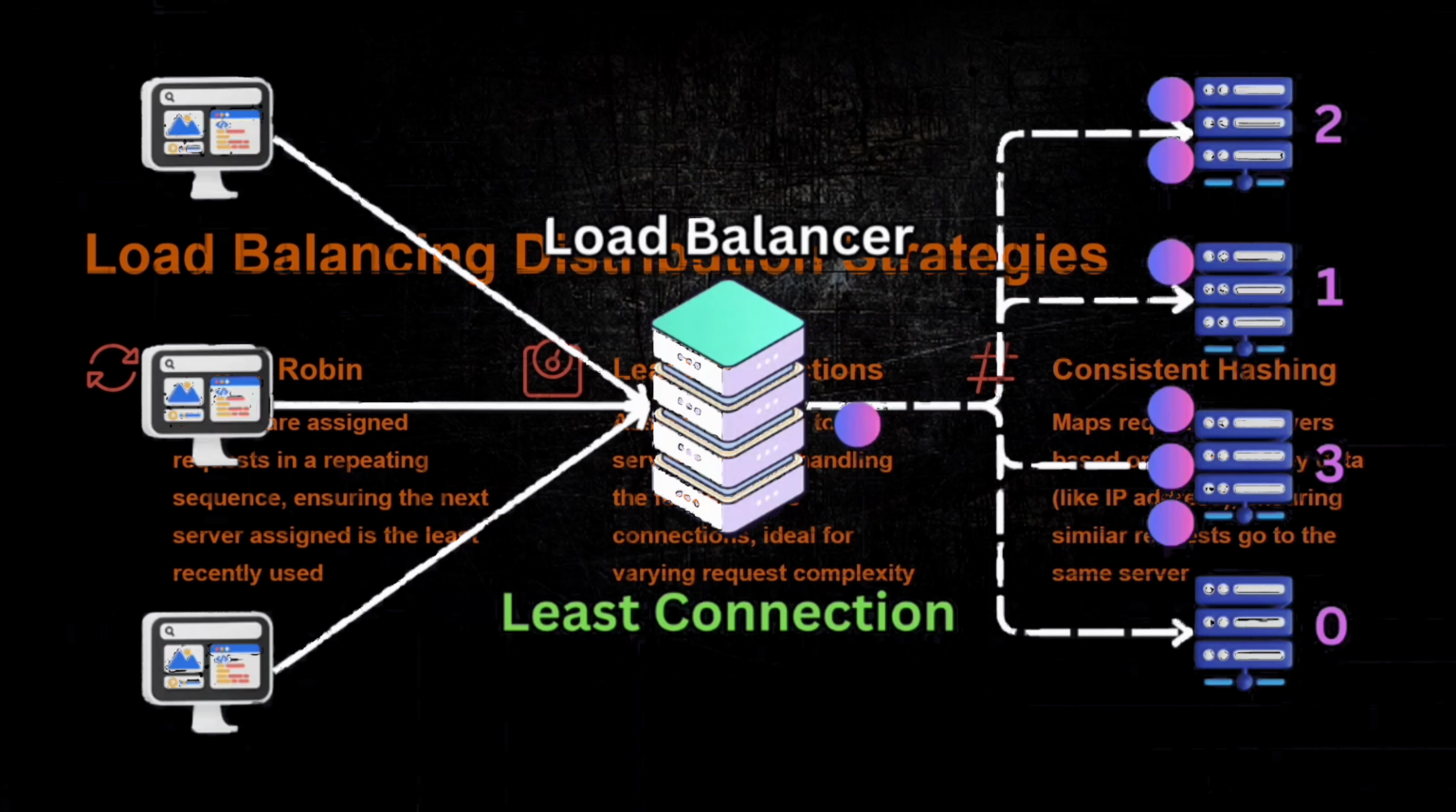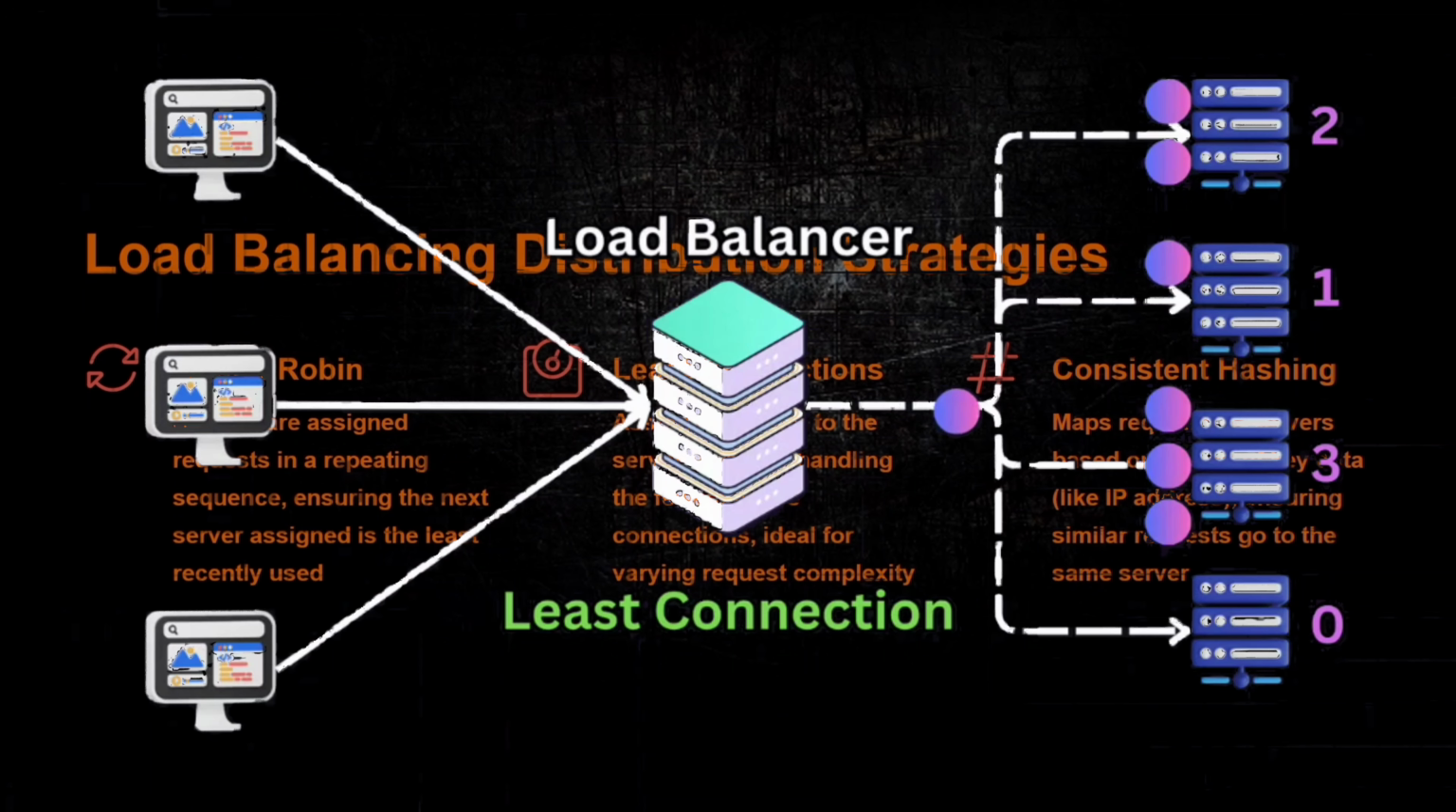Second one is least connections. This strategy is smart. It looks at which server has the fewest active connections right now and sends the next request there. This is perfect for situations where some requests take longer than others. It keeps things balanced when traffic is not uniform.